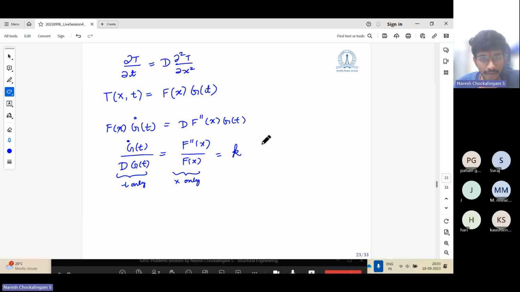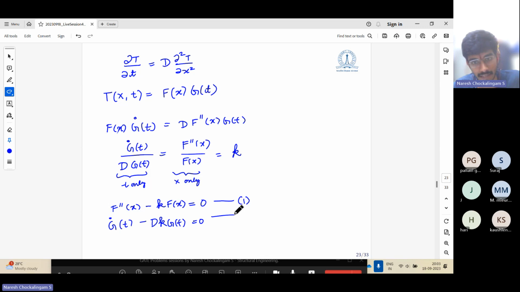What else do we have? So let us separate the governing equation. So we get one equation, this f double dash of x minus k times f of x is equal to 0, and g dot of t minus d k times g of t is equal to 0. We'll go systematically. Let us call this equation 1 and this equation 2.